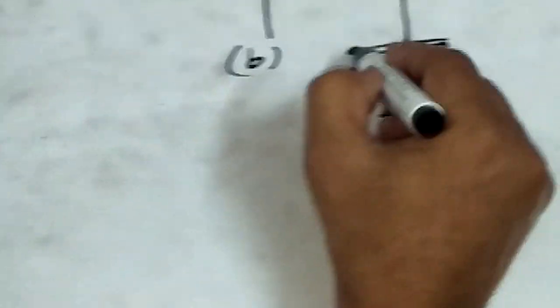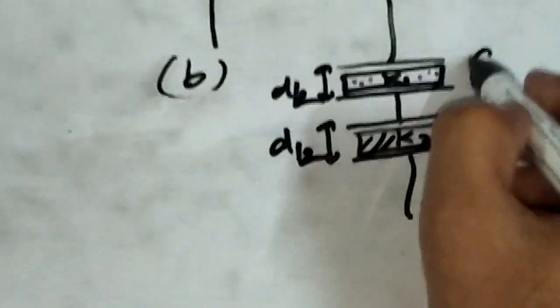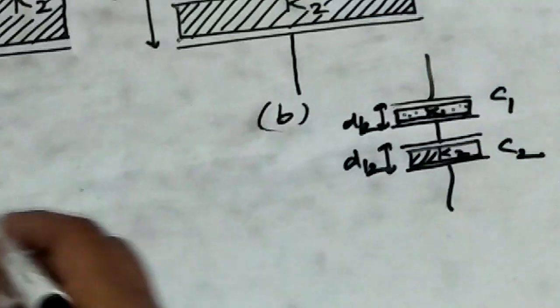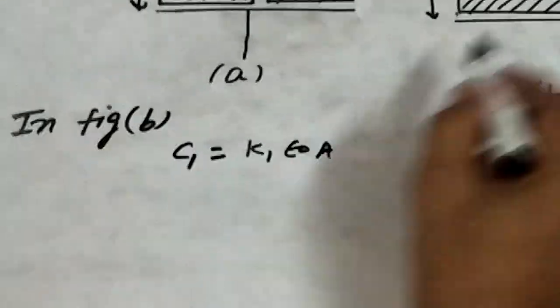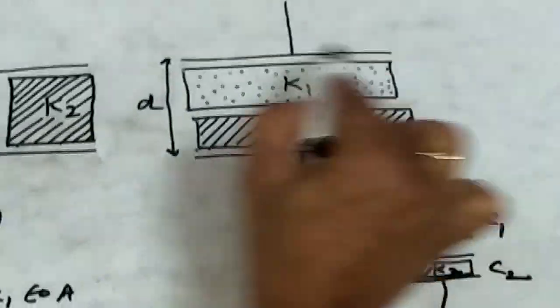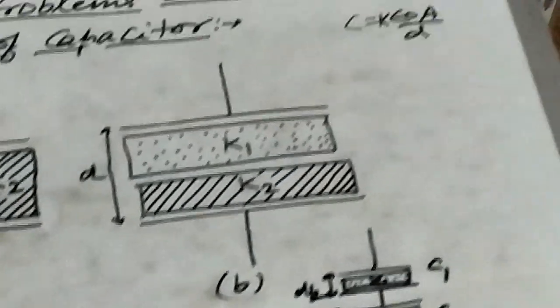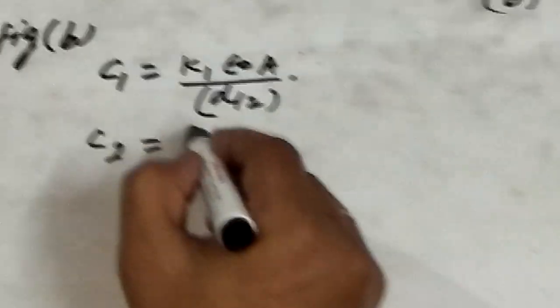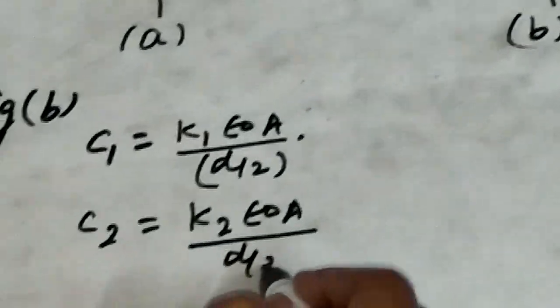And yet this distance is D by 2, half of this one, and this one is D by 2. Suppose the capacitance of this one is C1 and this one is C2. So here you can write C1 is equal to, again using this formula, K epsilon naught A by D. So here K1 epsilon naught A, the plate area has remained the same, but D is half, so K epsilon naught A upon D by 2. And similarly C2 is equal to K2 epsilon naught A upon D by 2.